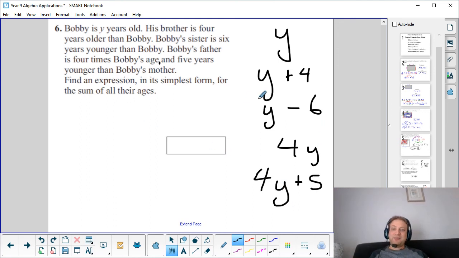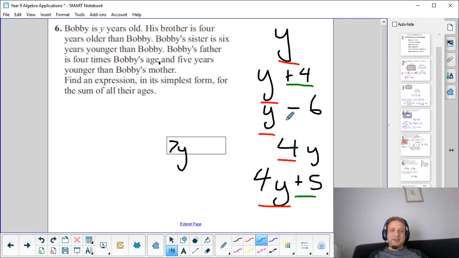And now an expression for the sum of all their ages. We're going to add all these up, put our like terms together again. We're going to have some y's and some numbers. So with the y's, we've got what? 1 plus 1 plus 1 plus 4 plus 4. So we need to have 7 y's. And then with the numbers, we've got a 4 plus a 5, take away a 6. And that leaves us with 3. So if we go 7y plus 3, we now have an expression for the Bobby family all added up together.